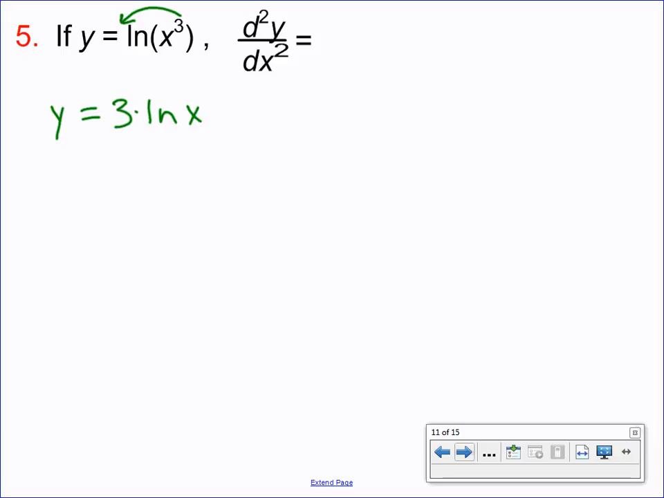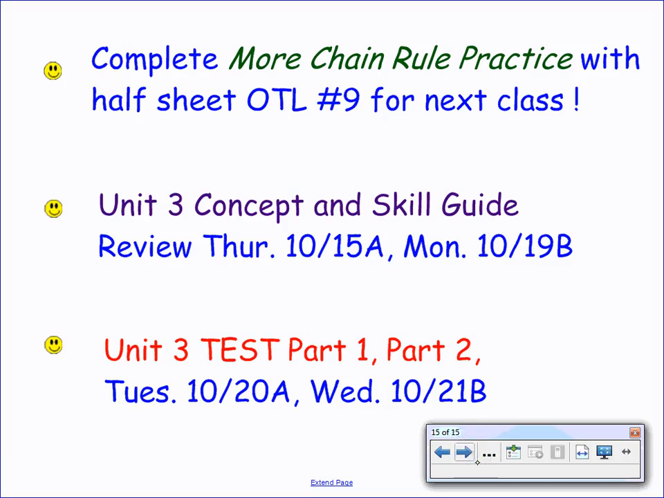Then when he differentiates y to get dy dx, the first derivative, he no longer has to use the chain rule. He can just do the constant multiple rule. Constant times the function is the constant times the derivative of the function. And so by rewriting this using logarithmic properties with exponents, he was able to create an easier first derivative, which resulted in an easier second derivative. Okay, now let's go ahead and complete our closure.